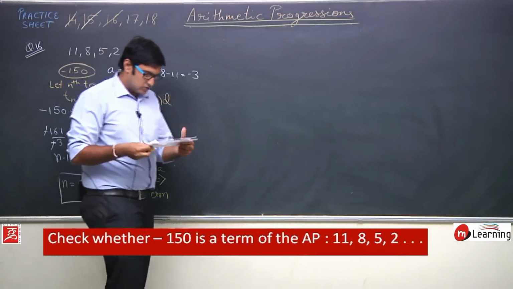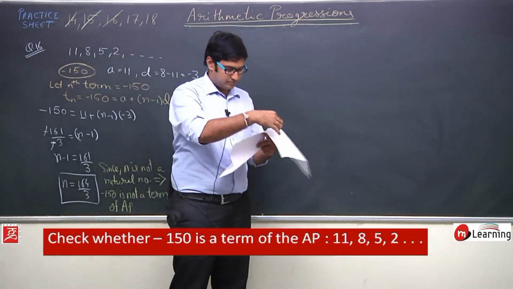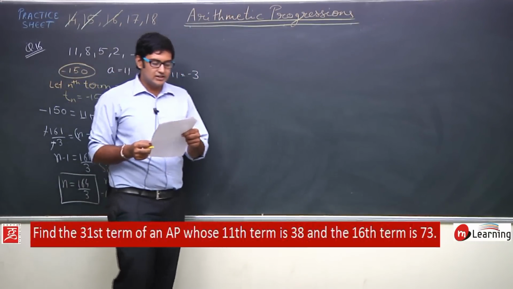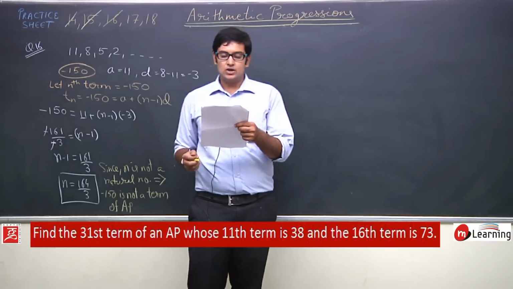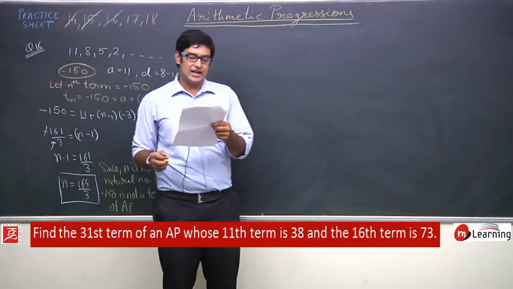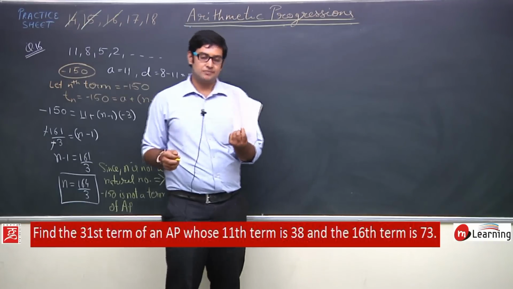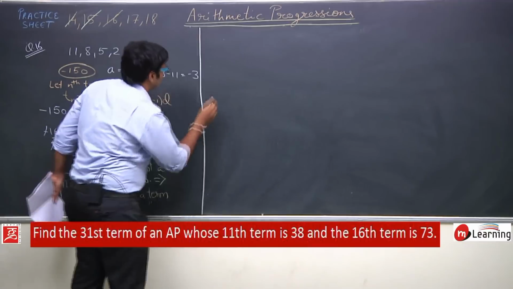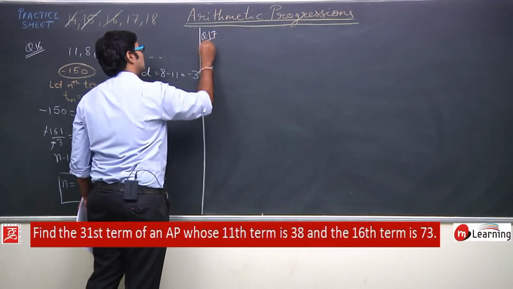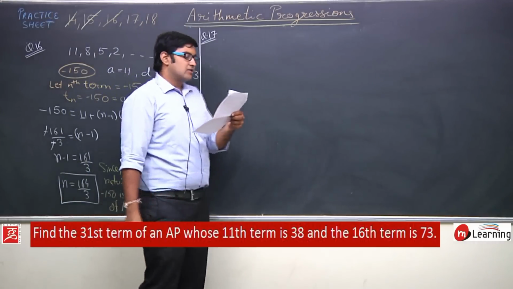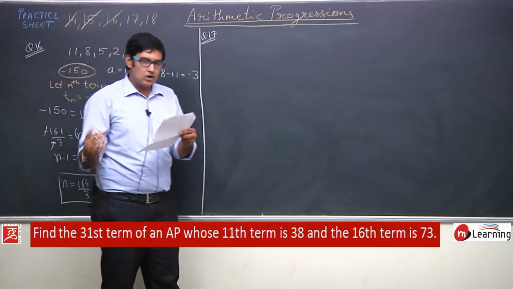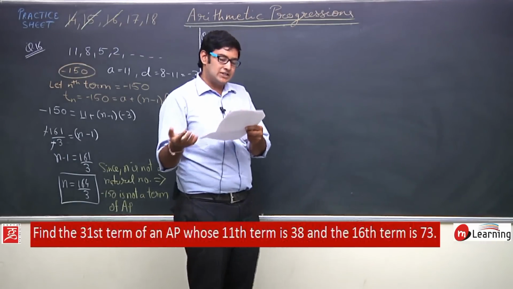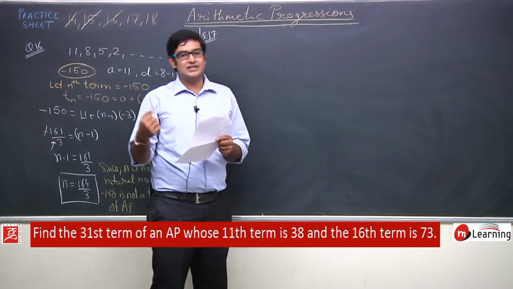Now let us solve question number 17. Question number 17 says, find the 31st term of an AP whose 11th term is 38 and 16th term is 73. So the question says, find the 31st term of some AP, whose 11th term is given as 38. So the 11th term of this AP is given as 38.